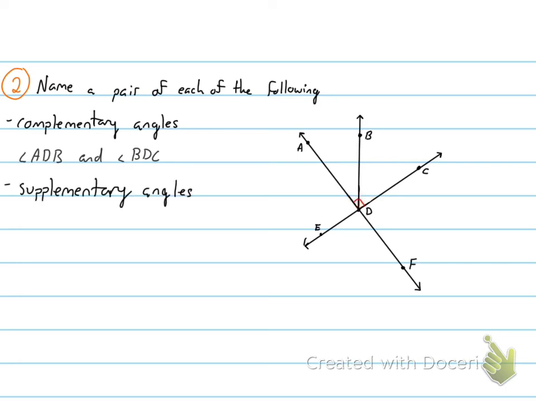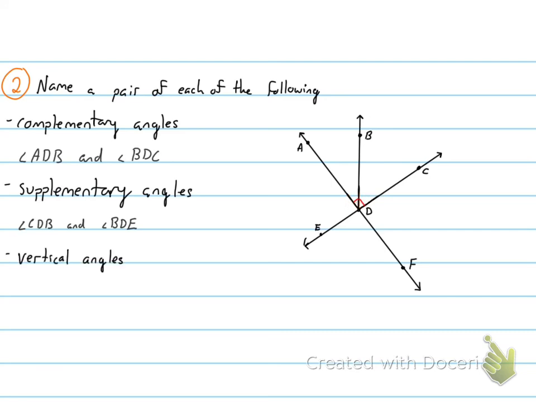Next, let's find a pair of supplementary angles. So I want to find two angles that make up a straight line. That would mean that they're supplementary. It looks like angle CDB and EDB make up a linear pair. So I could say that those are supplementary. Linear pair means the same thing.